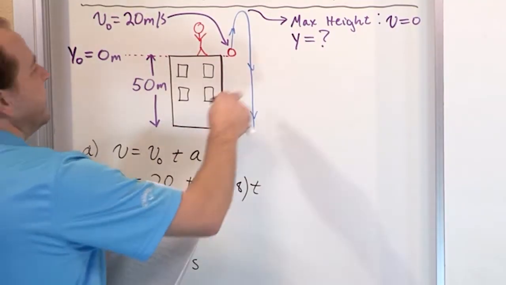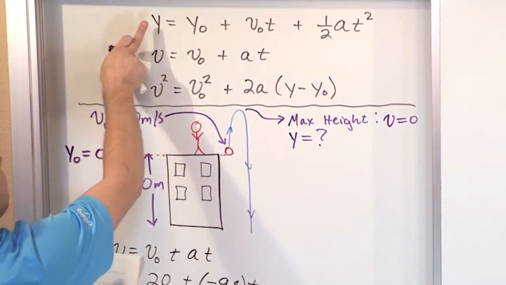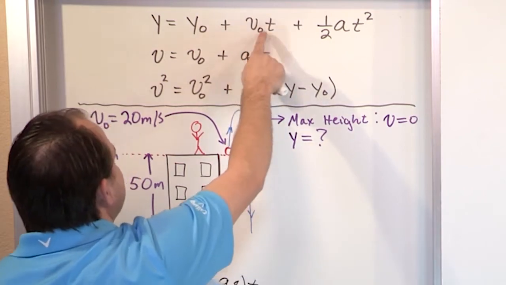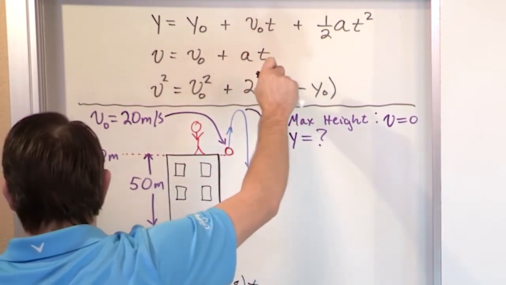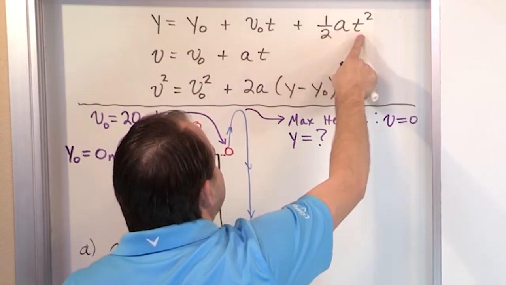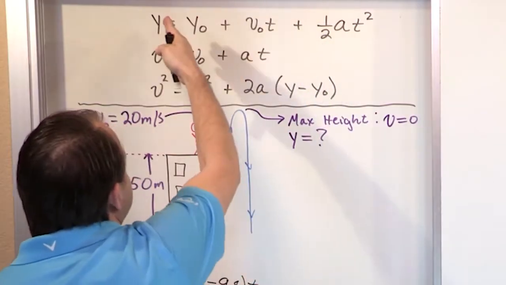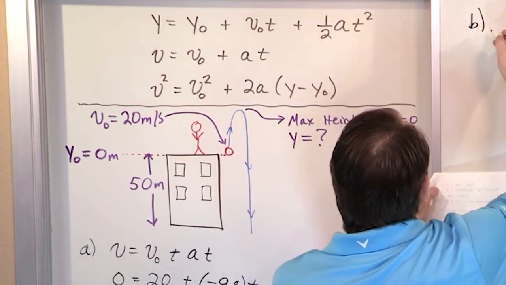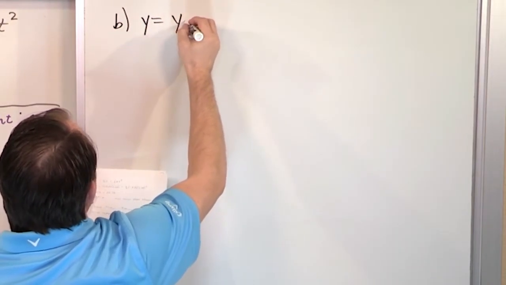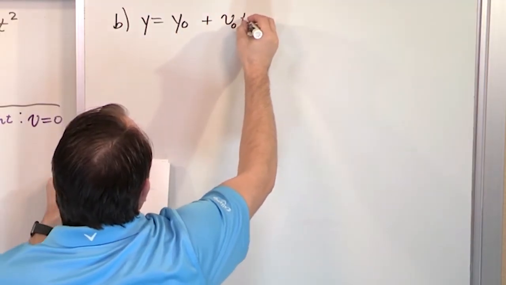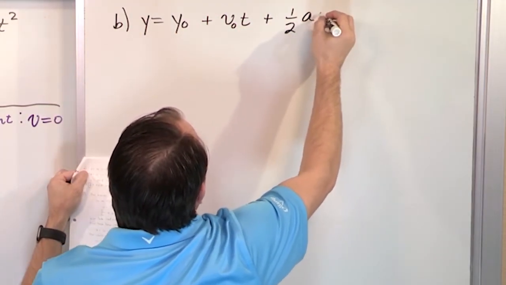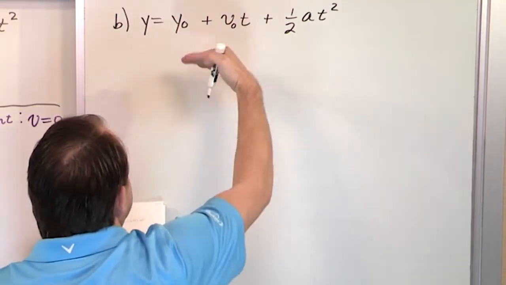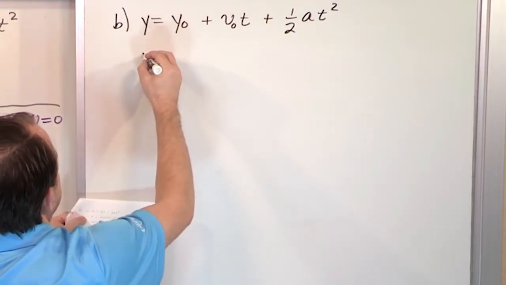So we want to figure out what is the max height. So we're going to use this equation because we want to figure out what y is. We know the initial position, we know the initial velocity, we know the time, and then we know 1/2 at squared. We know the acceleration, we know the time. So we know everything on the right-hand side. So what we have is part B, y is y naught plus v naught t plus 1/2 times a times t squared. So we want to find out what is this final position, for lack of a better word, at the top of the apex there. So that's what we're trying to find.